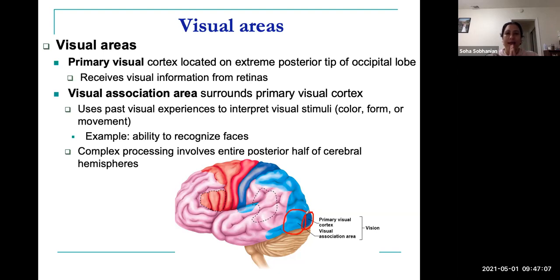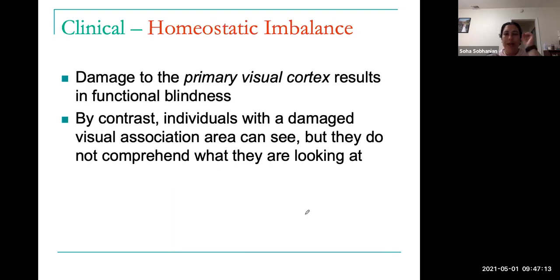So I'm going to give you an example to help you understand this a little bit better. Pay attention to this again, exam questions on this one, guys. Damage to the primary visual cortex, all the way in the back of the brain, causes what we call functional blindness. Why is it called functional blindness? What does that mean? There is nothing wrong with my eye. My eye is collecting the data. I am creating the image, and that data is going to the back of my brain.